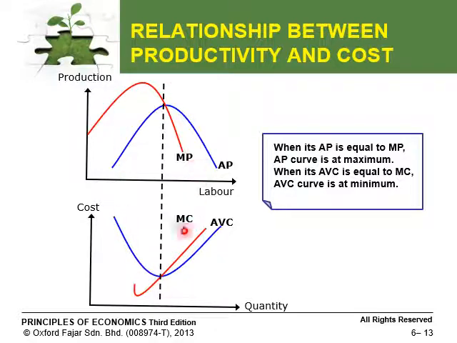This situation usually happens in stage 2 of production and stage 2 of production cost. That is the reason why stage 2 of production cost and short run production activity is the most efficient and the best production situation that can happen for the firm.